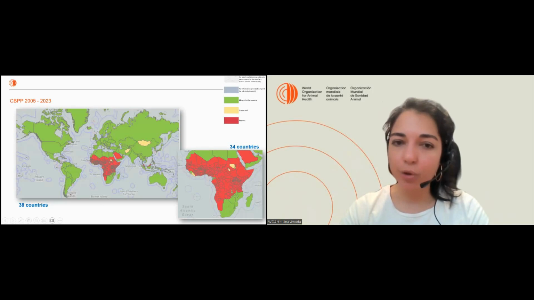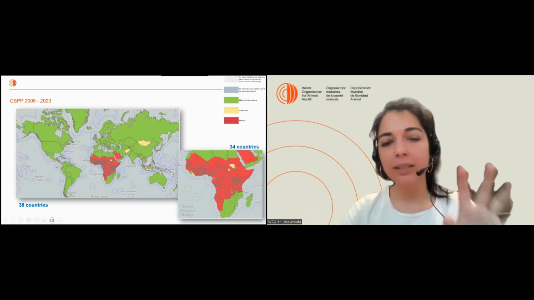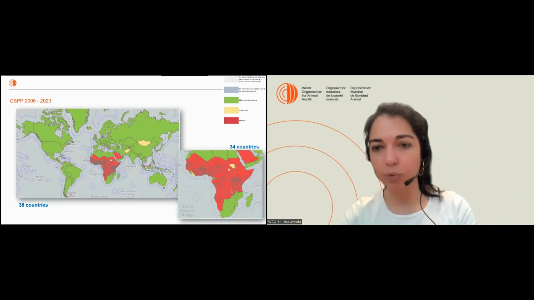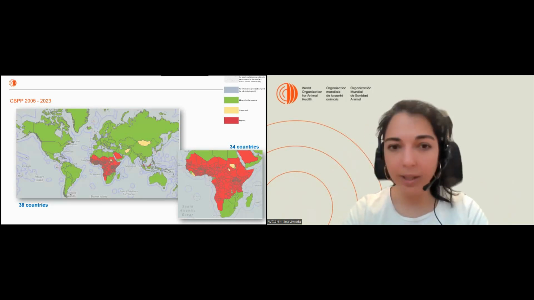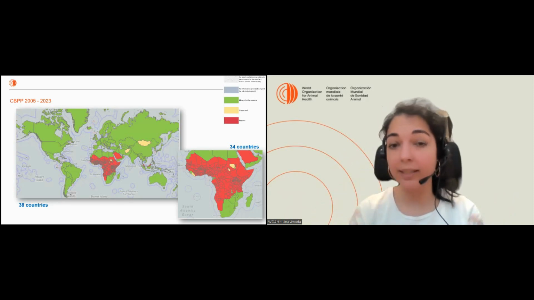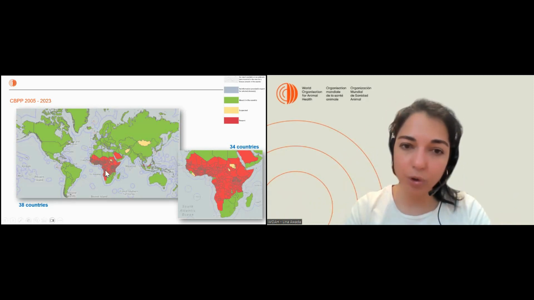Now these maps are showing the disease distribution based on WAHIS information. And this is a cumulative map between 2005 and 2023. So it shows all the countries that have reported presence or suspicion of the disease at least once since 2005. The presence is shown in red.